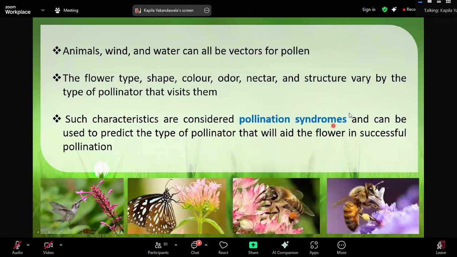These characters are considered as pollination syndromes and can be used to predict which type of pollinator will help in pollination. Say if you find tubular shaped flowers, we can guess that, oh, a bird might visit that flower. If you find flat flowers, we can guess that a bee might visit that flower. So if you know the pollination syndromes, you can guess which pollinator might visit.